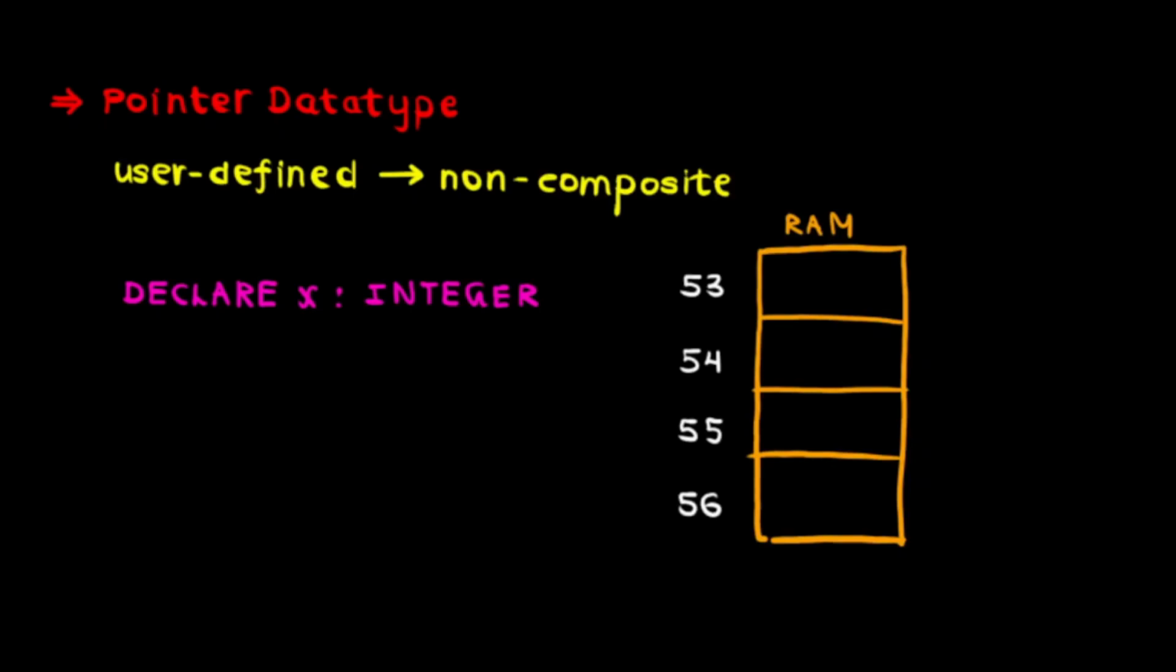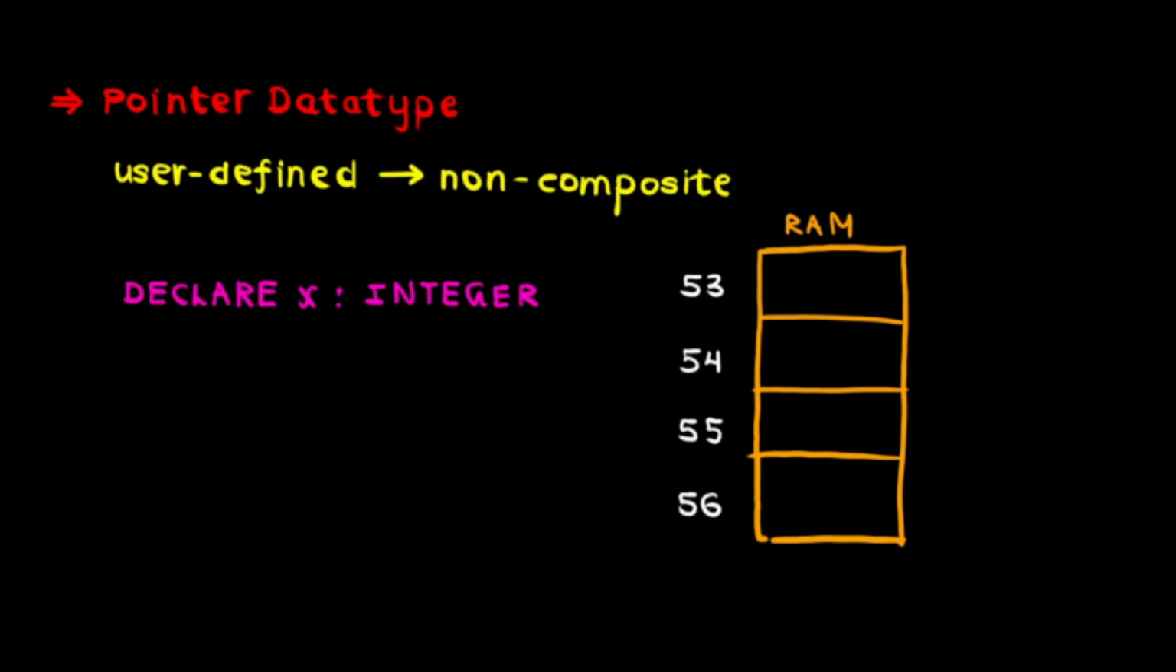Right, so let's take a look at what pointers are now. Now pointers are also user-defined non-composite data types, meaning that they fall into the same category as enumerated data types. But of course, they're not the same. They're two different data types. But what are pointers?